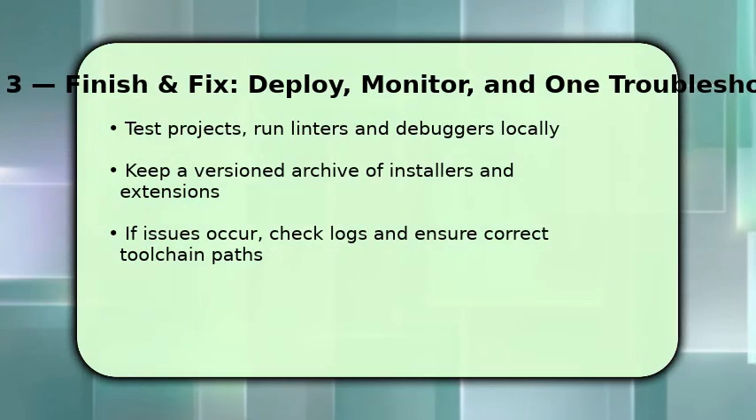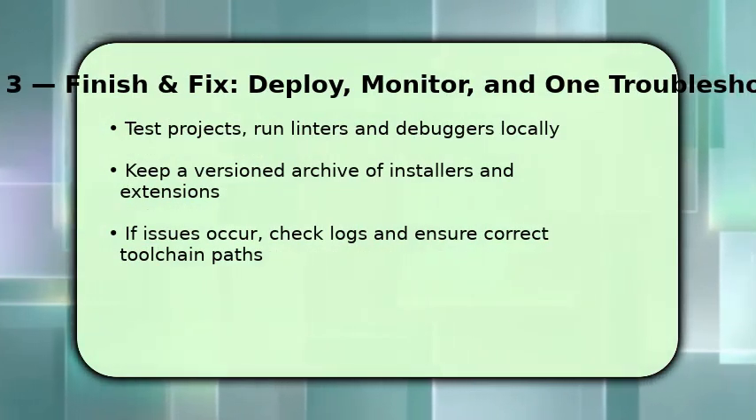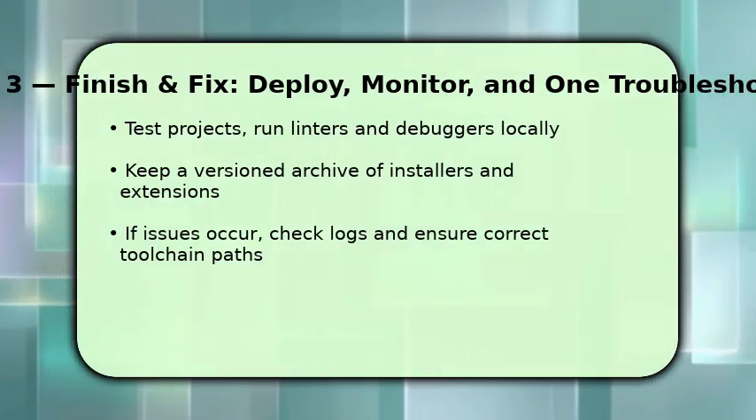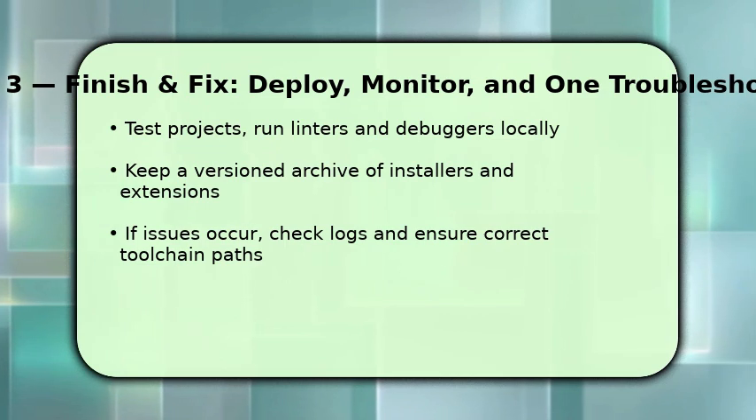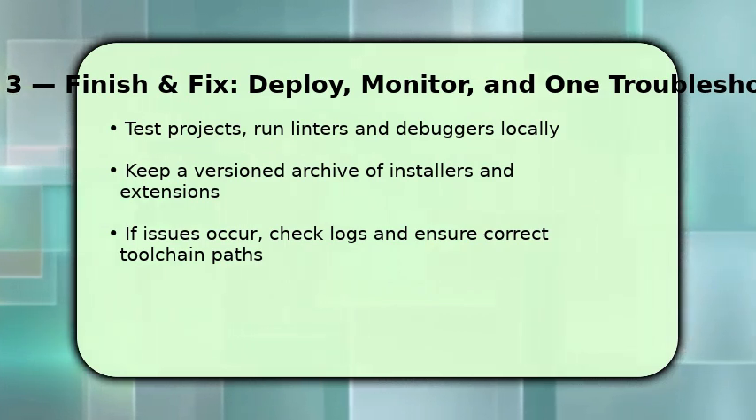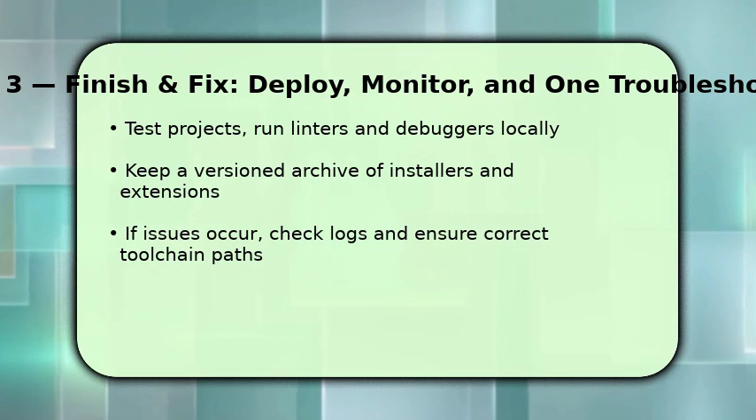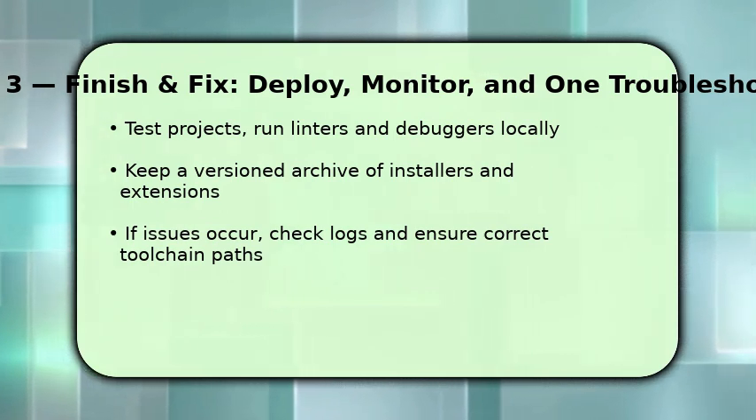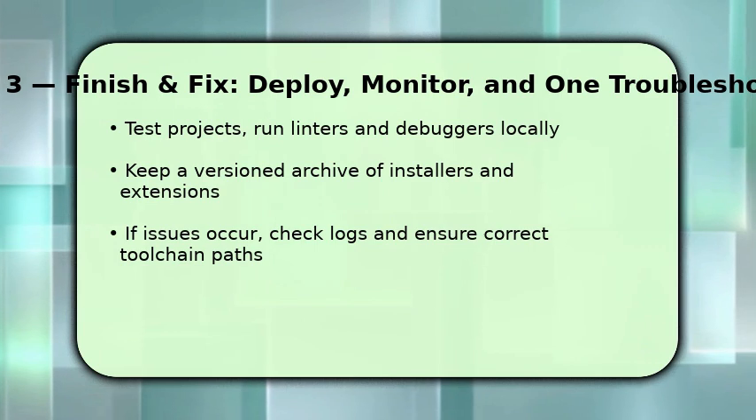And you finish by validating everything. Open a project, run the linter, and start the debugger to confirm toolchains work offline. Make sure launch.json and tasks.json reference local binaries or relative paths. This is why you copied runtimes earlier.